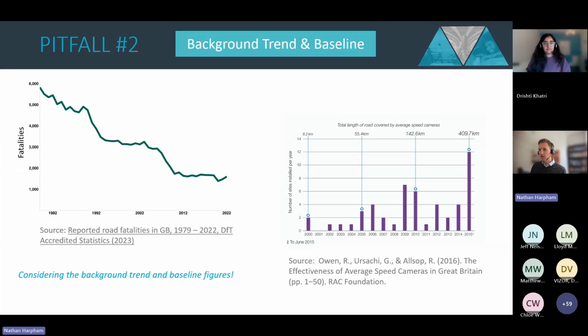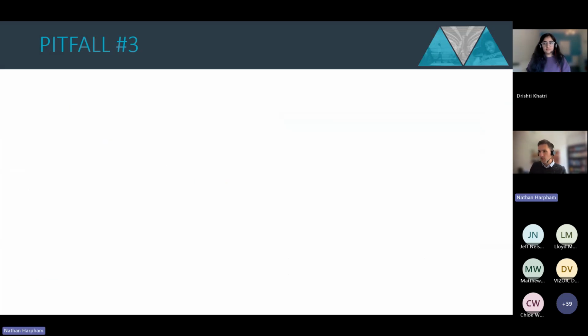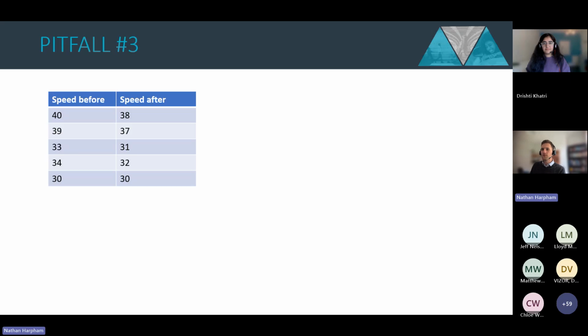Great. Okay. Pitfall number 3. So I want you to imagine that I've got this data. I've put in some kind of intervention, and I've measured the speed changes across 5 sites that have that intervention. As you can see, we've had a speed decrease in the top 4 of 2, whatever the units are, miles an hour, kilometers an hour, and the bottom one has stayed the same.